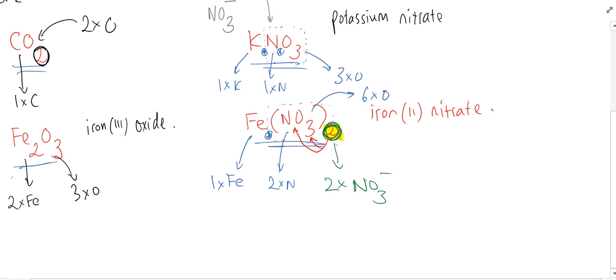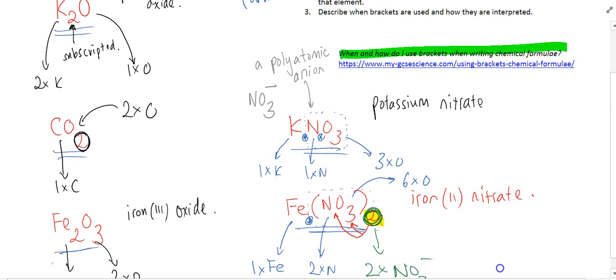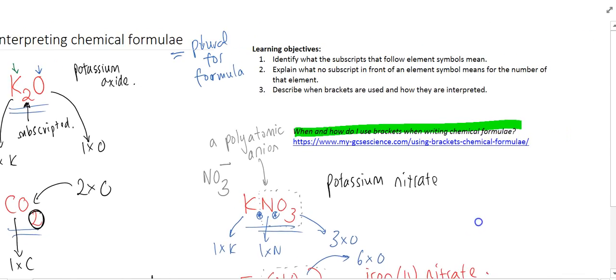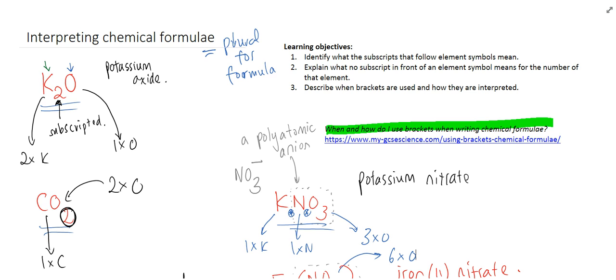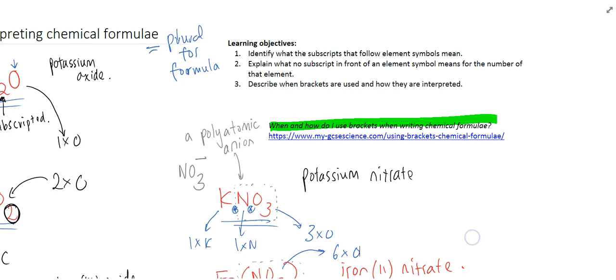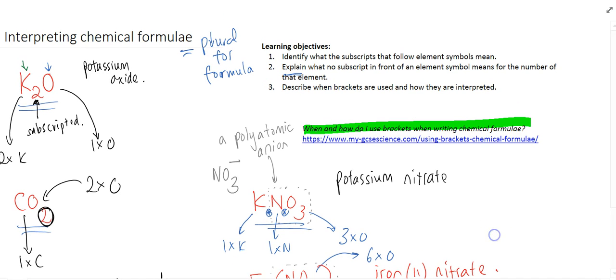Okay. So we've unpacked a bunch of chemical formulae. It's really important that you meet the learning objectives for this video. You should be able to identify what the subscripts that follow element symbols mean. Note how I say they always follow element symbols. That is, they are to the right of element symbols. You also need to be able to explain what no subscript after an element symbol means for the number of that element. If you don't see a subscript, it means there is 1 of that atom.